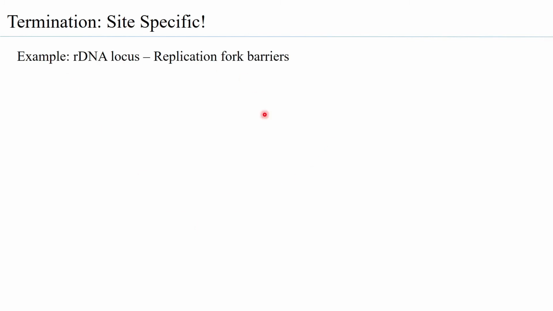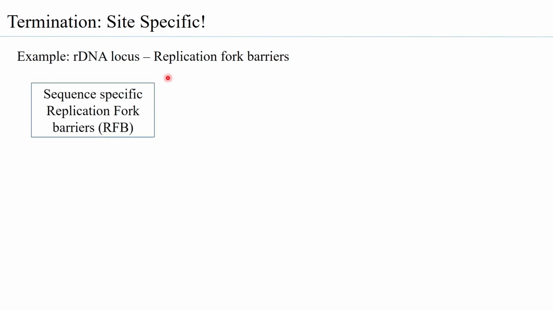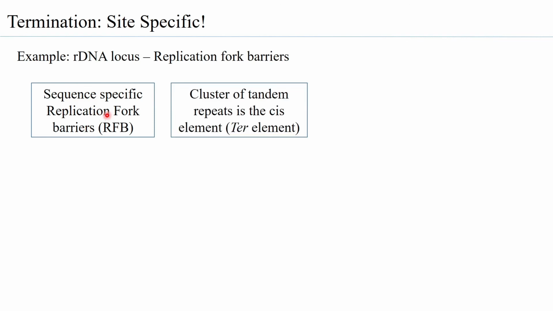One of the examples is that of the rDNA locus. So it is that part of the DNA which gives rise to rRNA. And there what has been observed is that termination happens by what are called sequence-specific replication fork barriers. Now, what is this? This is very similar to the fork barrier in prokaryotes that is formed by the Ter-Tus complex. So, what is observed in these regions where termination happens is the presence of a certain cluster of tandem repeats.